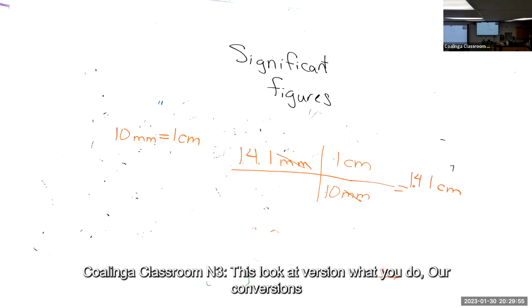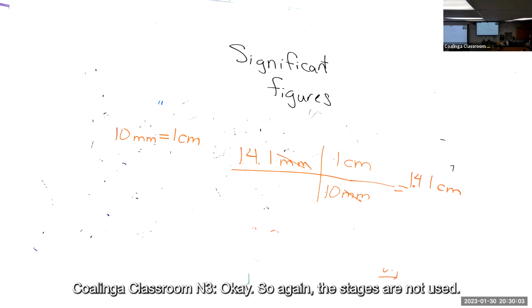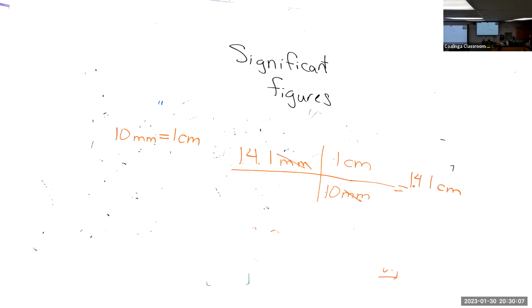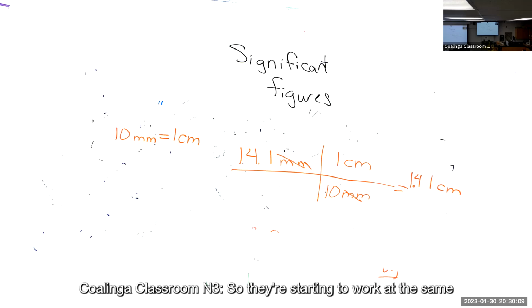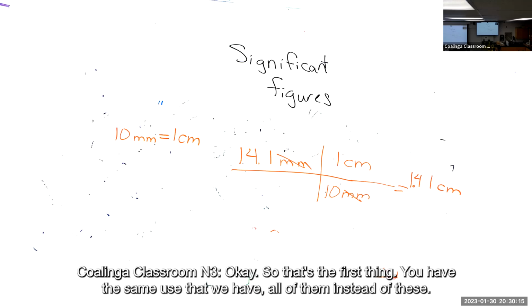Now, this is a conversion. When you're doing conversions, you're never going to use those to determine your significant figures. Okay? So again, conversions are not used to determine your significant figures. So your starting number will have the same significant figures at the end. Okay? So that's the first thing. We have the same units. Now we have both of them in centimeters.